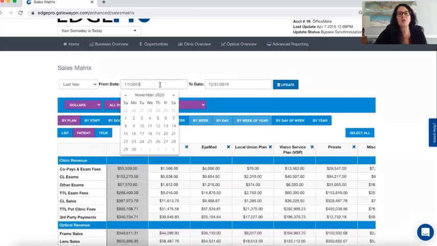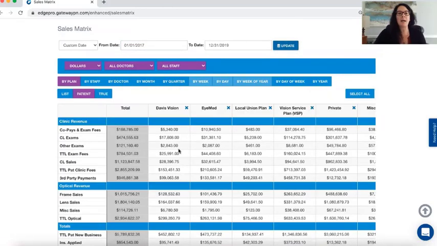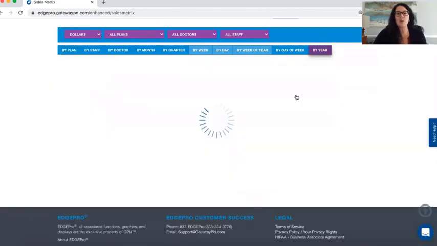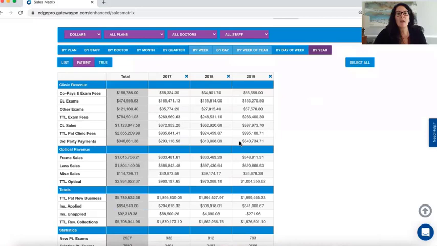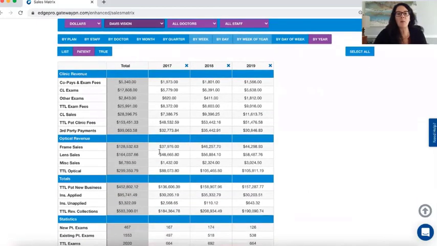But what I really want to do is see what these trends over time look like. So if I can expand this out and see a 3-year period of time, I can see everything that's happened. But what I really want to do is see year over year. I'm looking at all plans, but if I really wanted to dive in, and let's just say Davis Vision is something that I wanted to look at, here's my revenue.